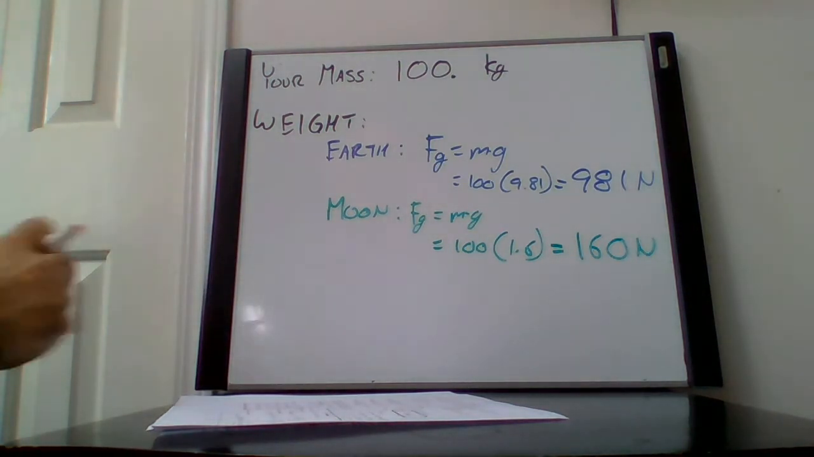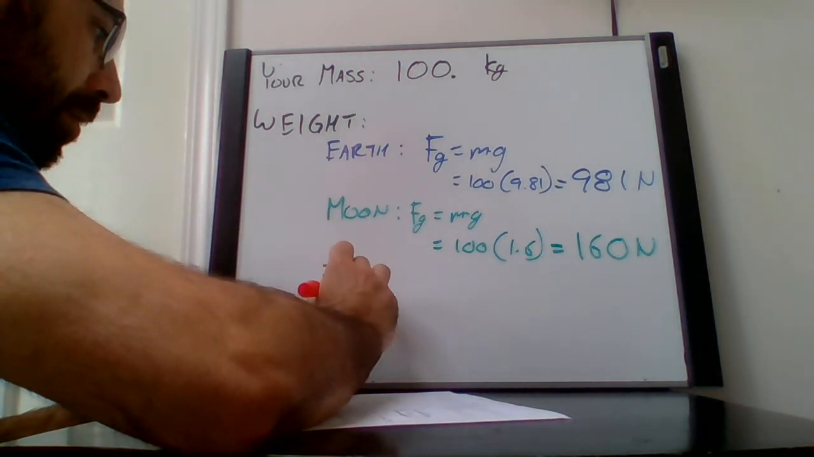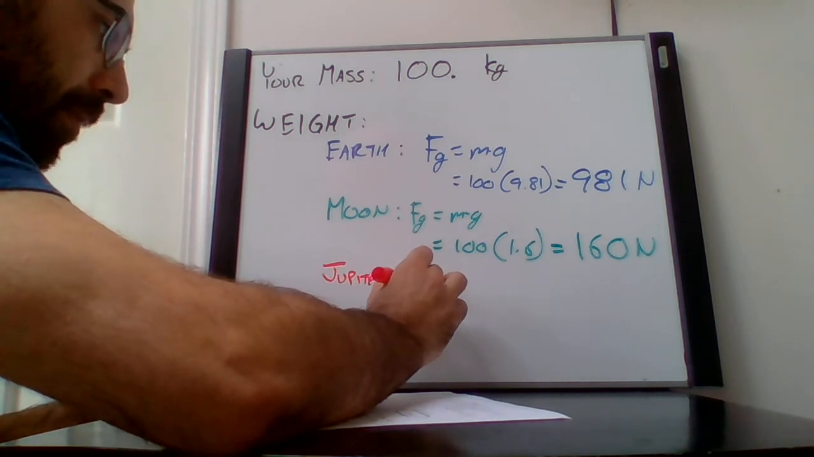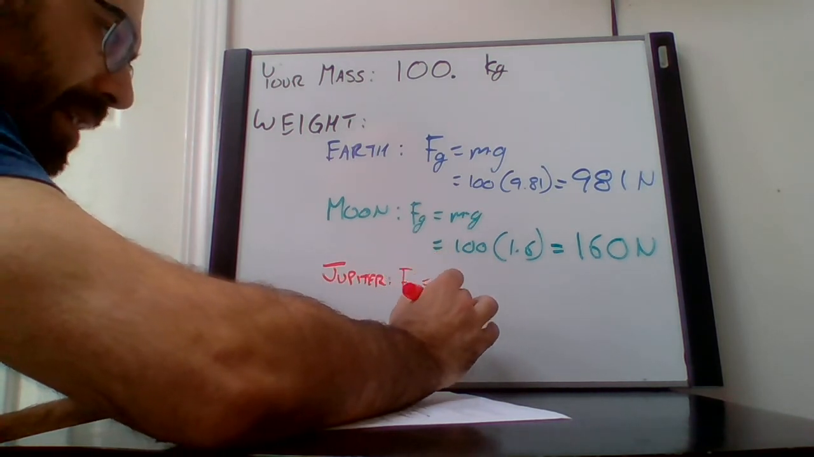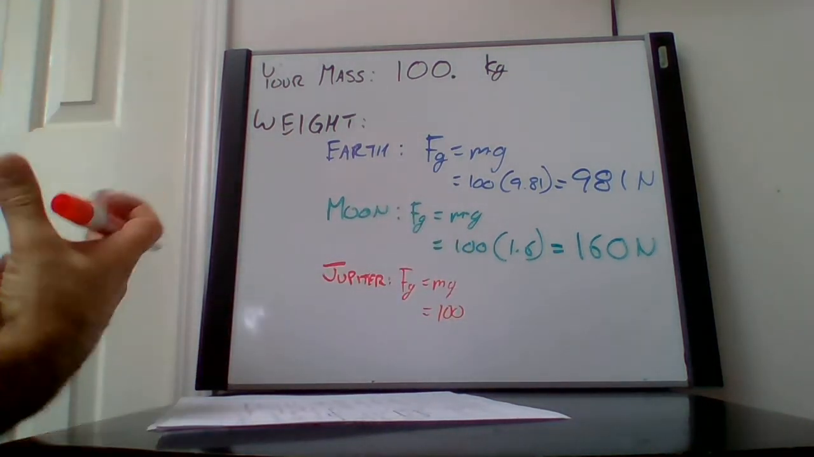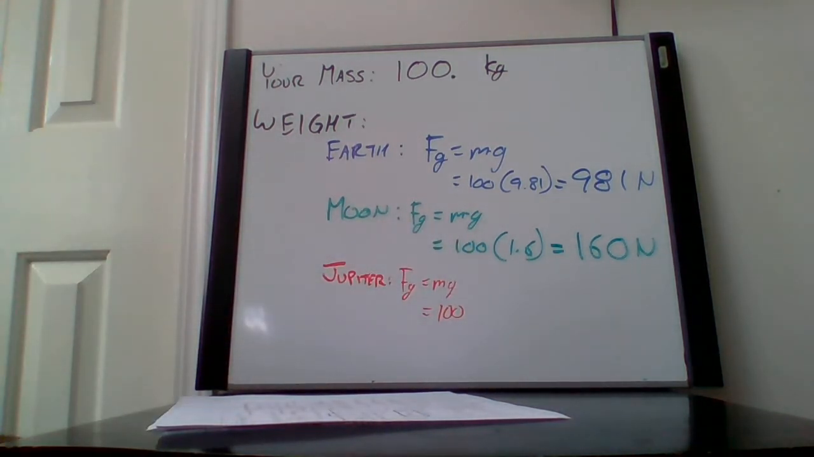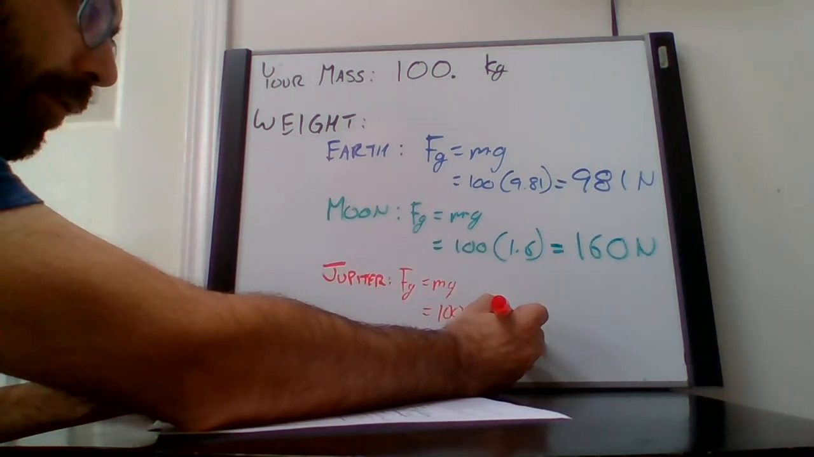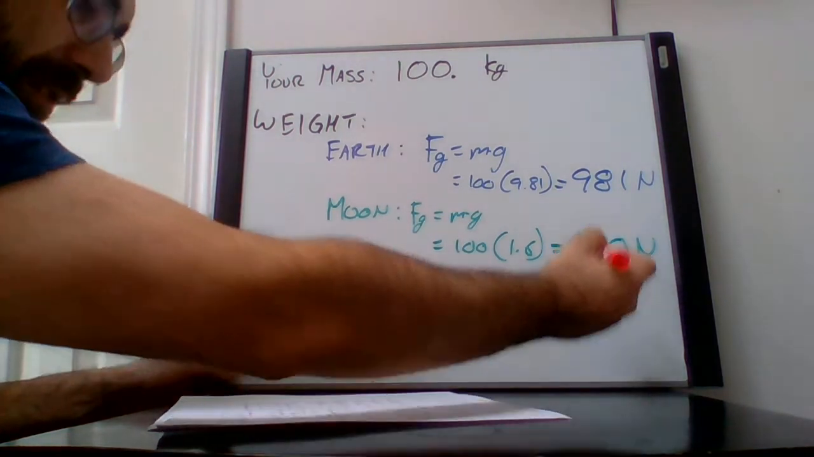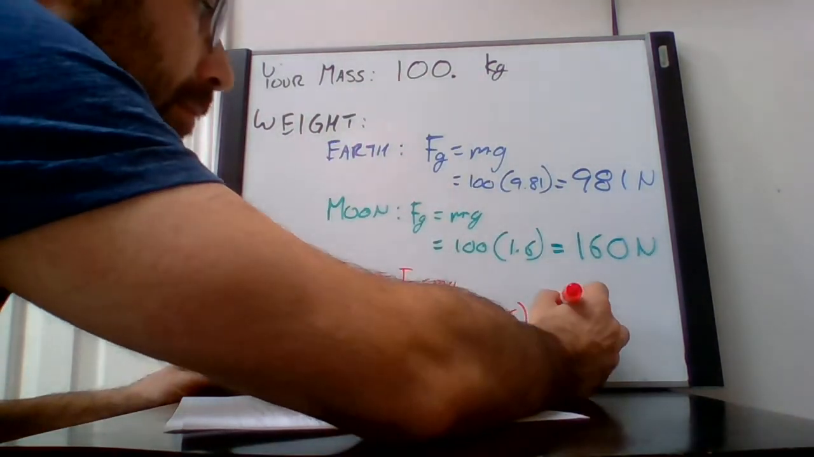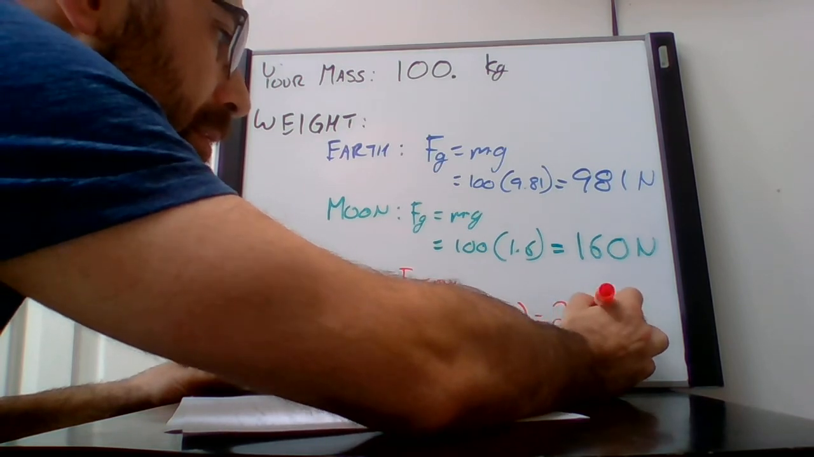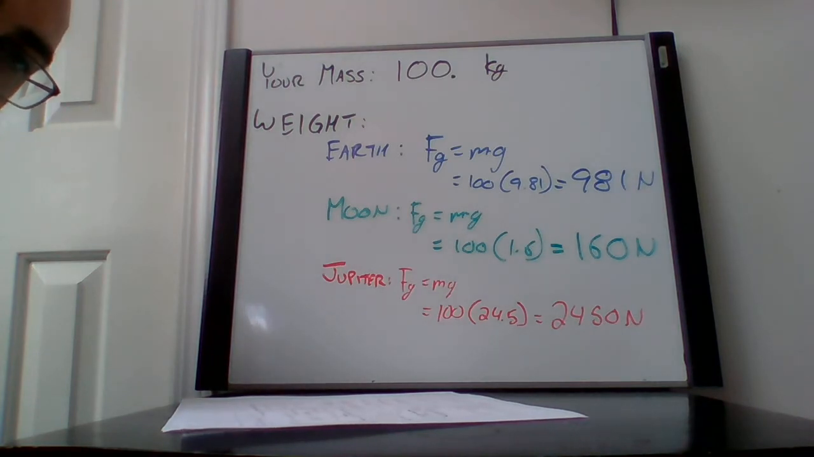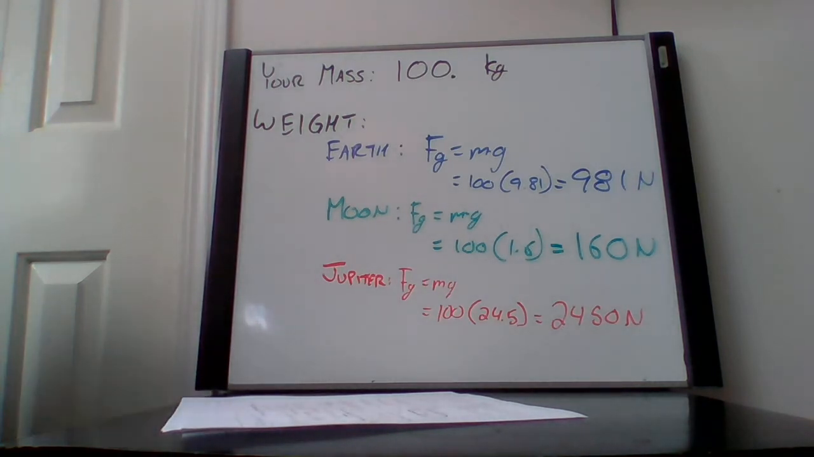Okay, and once again, similar process here. If we take a look at Jupiter, again, our mass stays the same, right? We have that same amount of mass everywhere we go. So our mass stays the same, and then this time our gravity changes to that value of the 24.5, and this gives us a weight of 2,450 newtons.